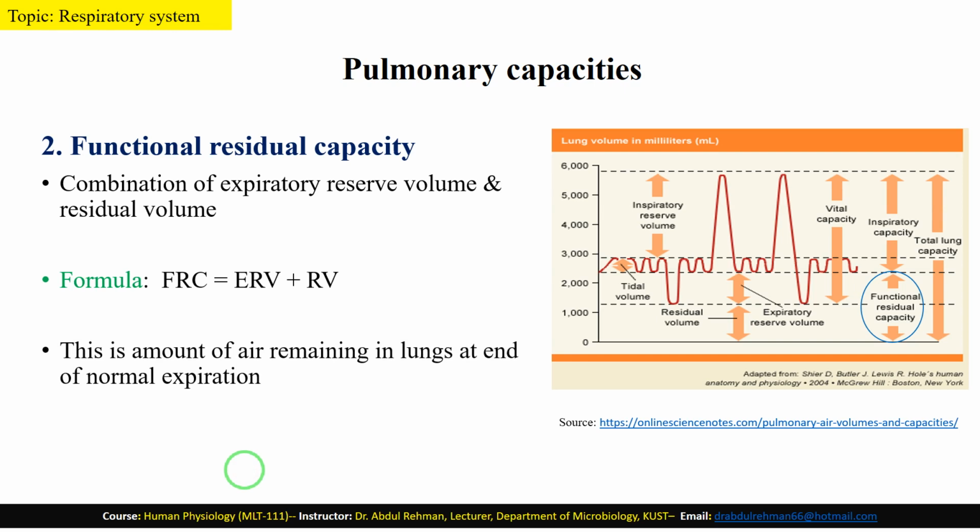By putting the values of expiratory reserve volume, that is 1100, and residual volume, that is 1200, into the equation, we get the functional residual capacity, that is equal to 2300 ml.